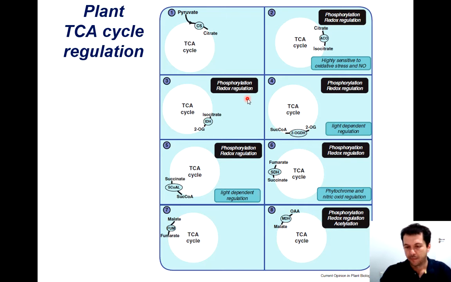So for MDH it is even more complex. So phosphorylation, redox regulation, acetylation. Many enzymes, and one enzyme can be regulated in different ways. This is just post-translational modifications. You can also have transcriptional regulation. So the regulation of the TCA cycle is very complex.